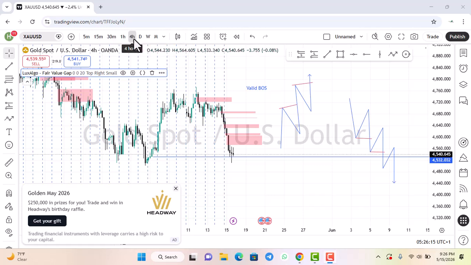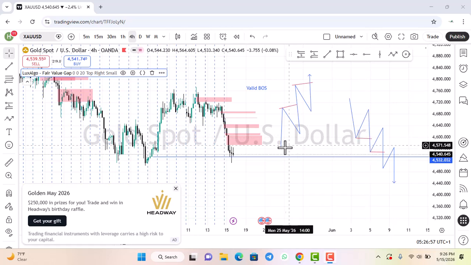But now we are on 4 hour. Anything from this 1 hour, 30 minutes, 15 minutes, 5 minutes, these are lower time frames. Anything below that time frame, okay, the body of a candle must close above the previous higher high for you to have a valid break of structure in an uptrend, and the body of a candle must close below the recent lower low, which is this point here, for you to have a valid break of structure in a downtrend.